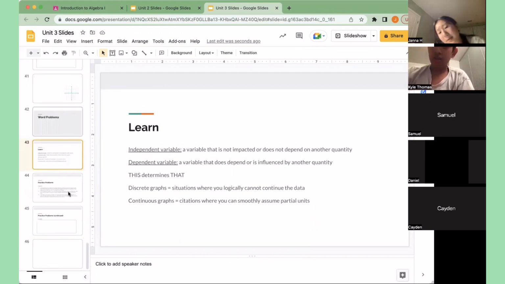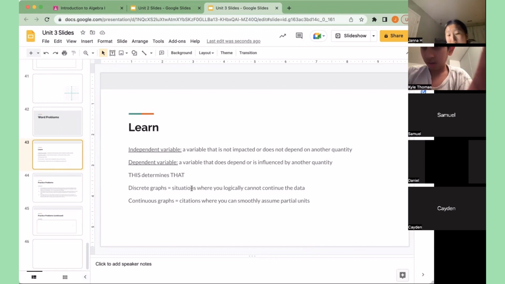Okay, the independent variable is a variable that is not impacted or does not depend on another quantity. And dependent variable is a variable that does depend, or is influenced by another quantity. So the independent variable determines the dependent variable. Again, some more vocab words.